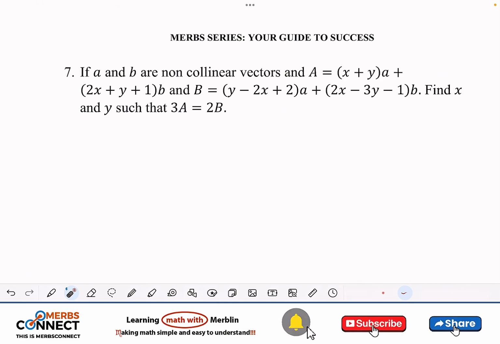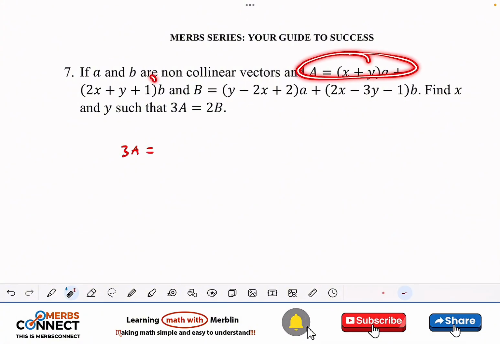Question 7. If A and B are non-collinear, good. Non-collinear means that basically they are linearly independent, right? So it means that A and B are not on the same line. Now we have A which is equal to this, and we have B which is equal to this. Find x and y such that 3a is equal to 2b. Okay, so let's find 3a. This is our a, which is the whole of this.